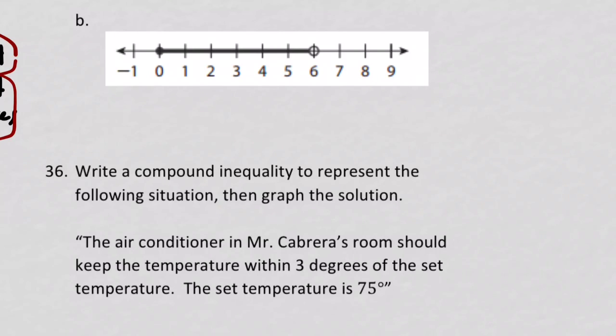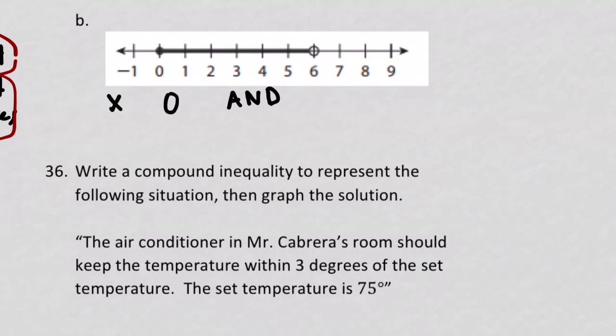Okay, now let's look at B. Same idea. First thing you decide is: is it an "and" inequality or an "or" inequality? This is an "and" inequality, so I'm going to write the word "and." Then I look at the very first one over here. It starts at 0, so I'm going to write x and 0, right? I'm comparing x to 0.